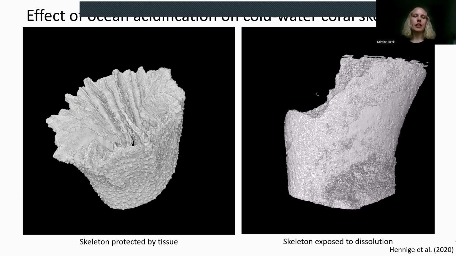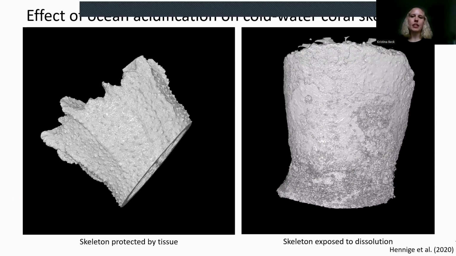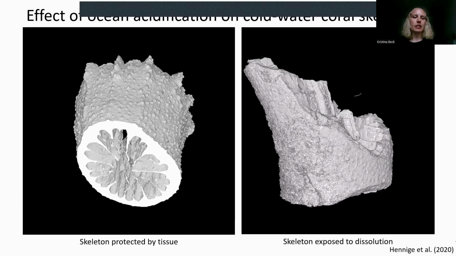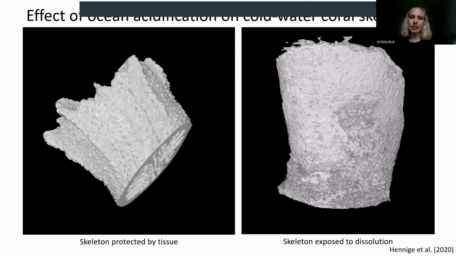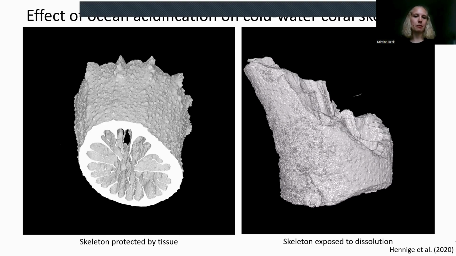And these 2 videos are not from my experiment, but a previous one that Sepp Hanniger did. But again, just a visualization of what we see. So on the left side, you see a live coral sample that was still covered with tissue. On the right side, you see a dead coral skeleton that was not covered with live tissue anymore. And both of them were collected at a location with aragonite undersaturation. But you can clearly see that only the sample on the right side was affected by acidified seawater, where the sample on the left side was protected from ocean acidification because of the live tissue cover.